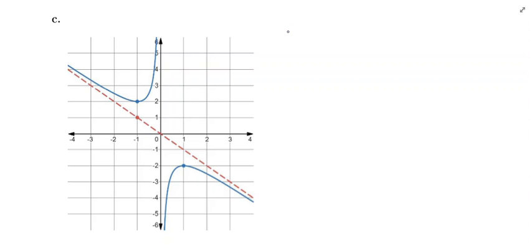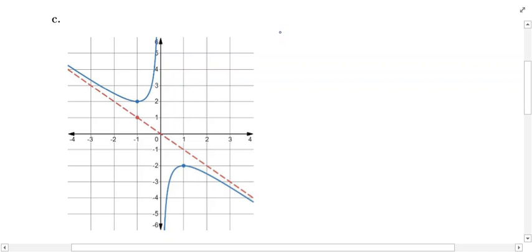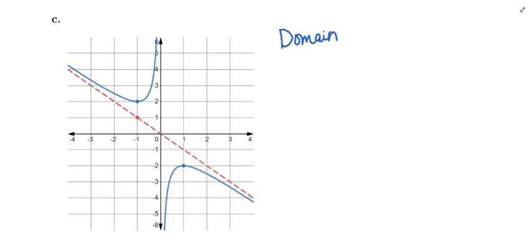All right, we're going to go through the same characteristics for this graph. We're going to start with domain. This one is probably the most complicated of the three graphs. Yes, asymptotes can be helpful, but we can't rely totally on them when determining domain and range. So good old domain, I'm trying to figure out what x values this graph covers.